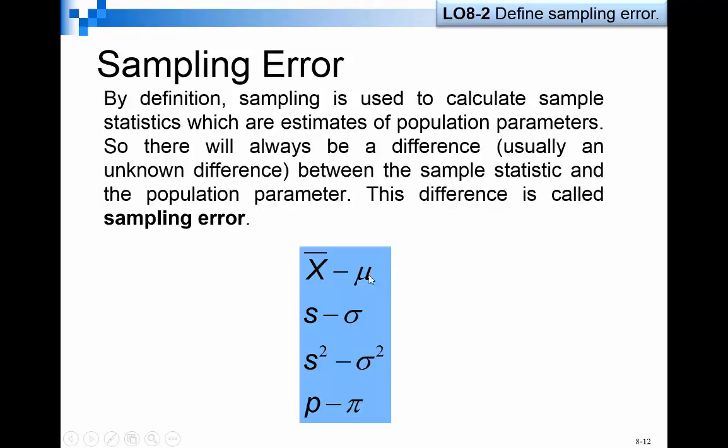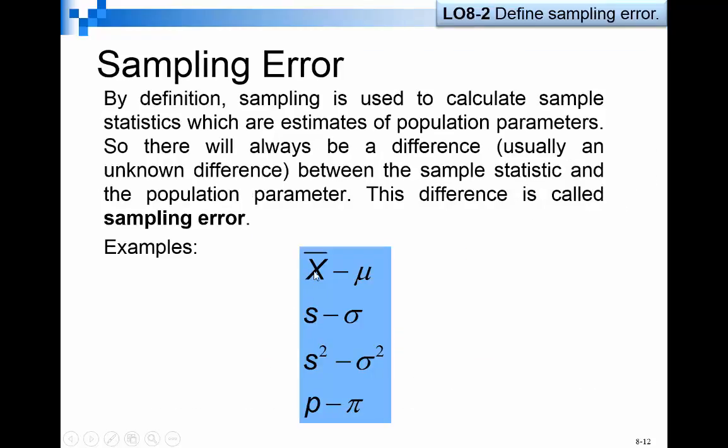So the mean from a sample is called the statistic X bar. The standard deviation from the sample is called the statistic S. The variance from the sample is called the statistic S squared. The proportion from the sample is called the statistic P for proportion.